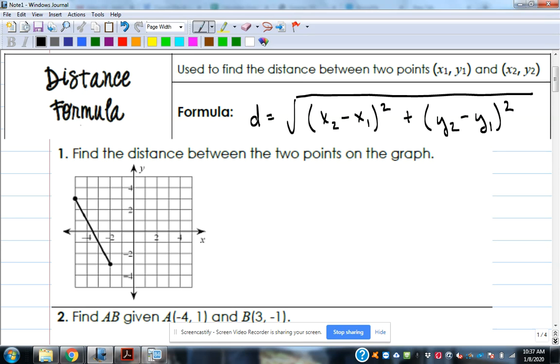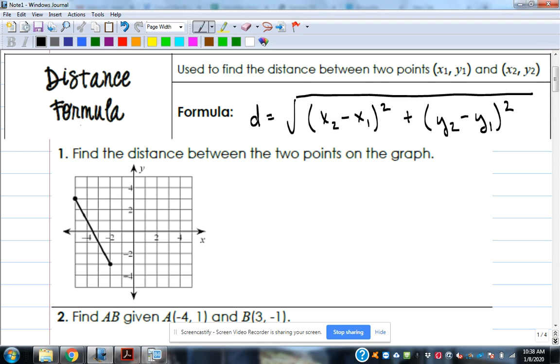Subtract the y's. Again, doesn't matter what order you make. You can't mess it up as long as you're putting x's together and y's together. And then square the answers. And then add those two differences together. Take the square root. We're going to do simplifying square roots as mixed in with this, and then decimal approximations as well. So we're going to do both.